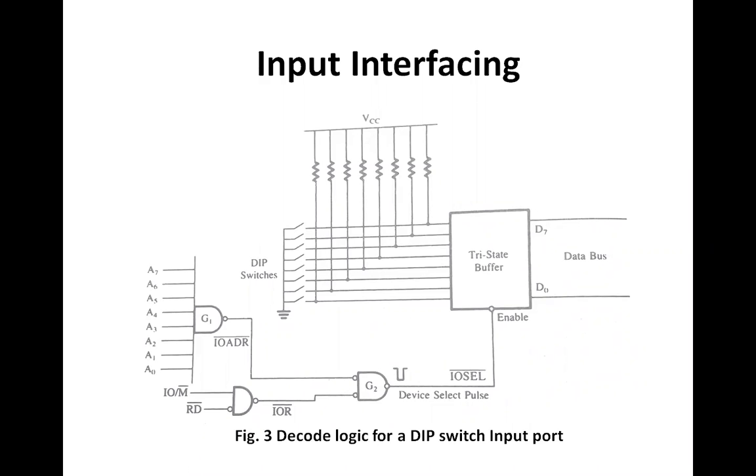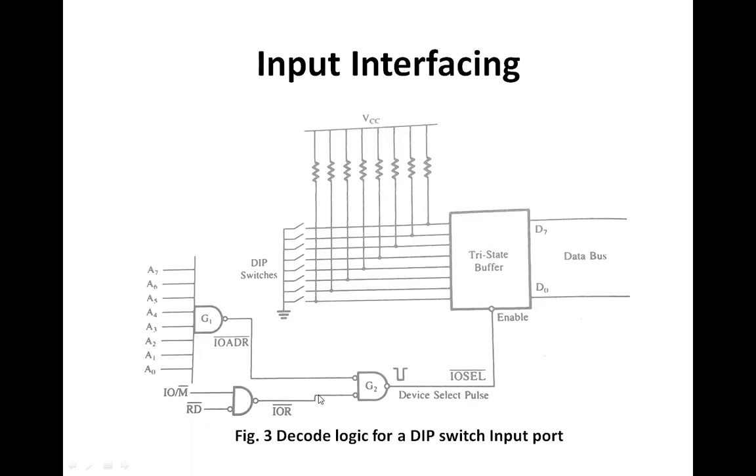Now the basic concept behind this circuit is very similar to the interfacing concept which we have just discussed for the output device. In the same way, the address lines will be used for decoding by using a NAND gate. When all these address lines, A0 to A7, are high, it is going to give you the result FF. And the output of this NAND gate will go low if all these signals are high.